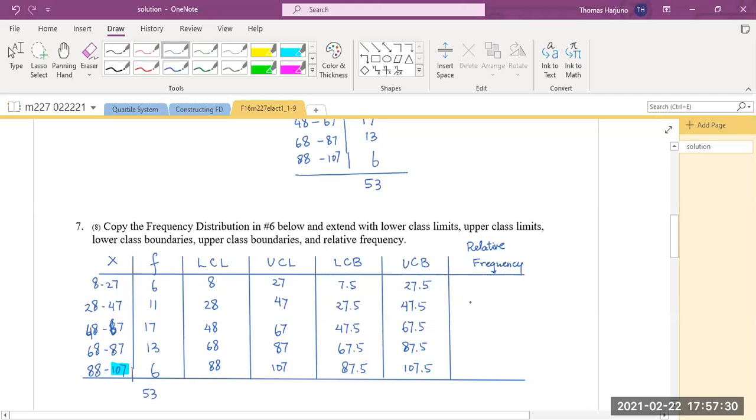How about the relative frequency? Then this will be 6 over 53. That's the frequency of that class divided by the total frequency. Then the next one is 11 over 53, 17 over 53, 13 over 53, 6 over 53. The total is 53 over 53, which is 1.